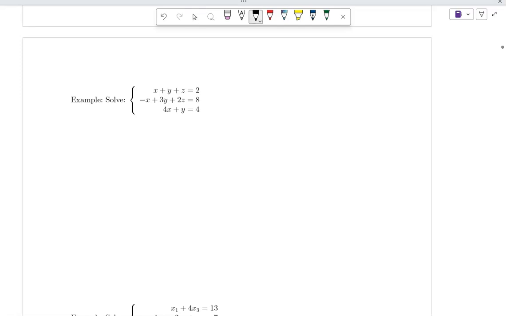So if I want to get rid of, say, this negative x, what would you need to do? Good, yep, add equation 1 to equation 2, and replace equation 2. Again, that's not going to change the first one. As you add down, the x's go away. y plus 3y gives you 4y. z plus 2z gives you 3z. And the 2 plus the 8 gives you the 10.